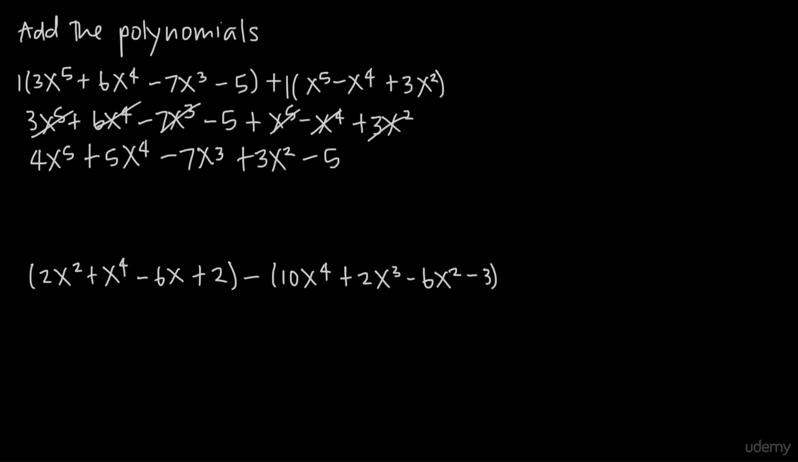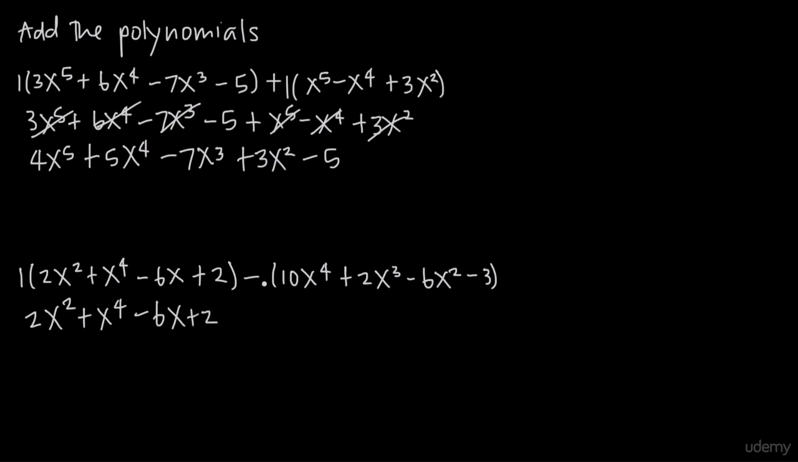Now, if we take a look at our second example, we want to do the same thing. We've been given two polynomials. Each of them are enclosed in their parentheses. We want to get them outside of the parentheses. Here in front of our first polynomial, we have an implied positive 1 there. So we want to distribute that across each of the terms inside the parentheses, and we get 2x squared plus x to the fourth minus 6x plus 2.